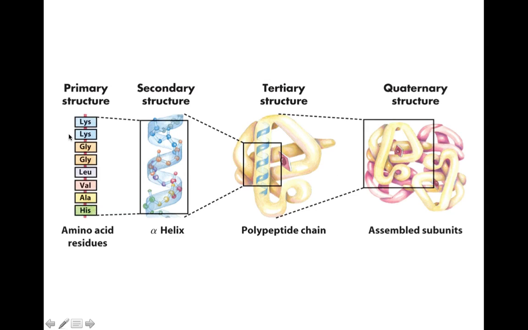Now what to remember is that all proteins will have a primary structure, all proteins will have a secondary structure. Some proteins will have a tertiary structure, and few will have a quaternary structure. So that's something to remember. It's not that all proteins will have all 4 levels of structure. It depends on the protein and its function and so on.